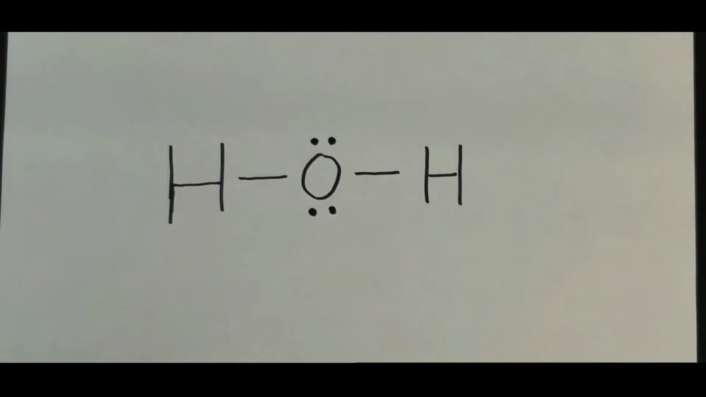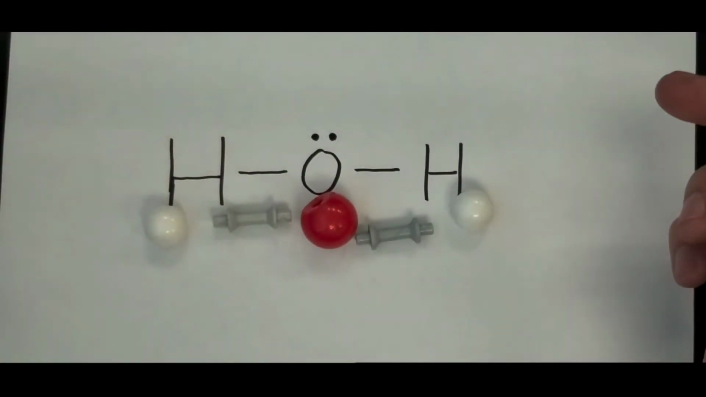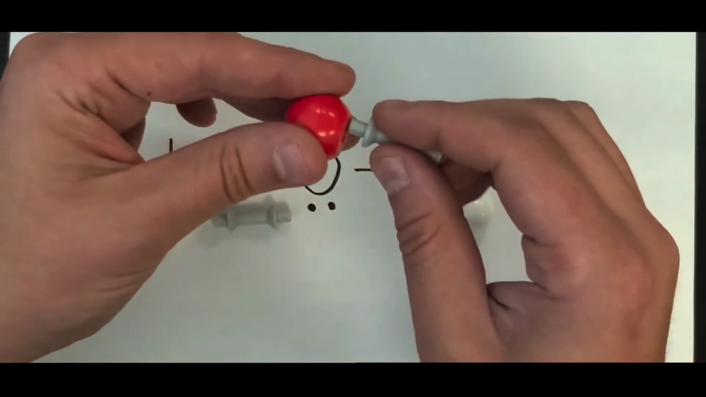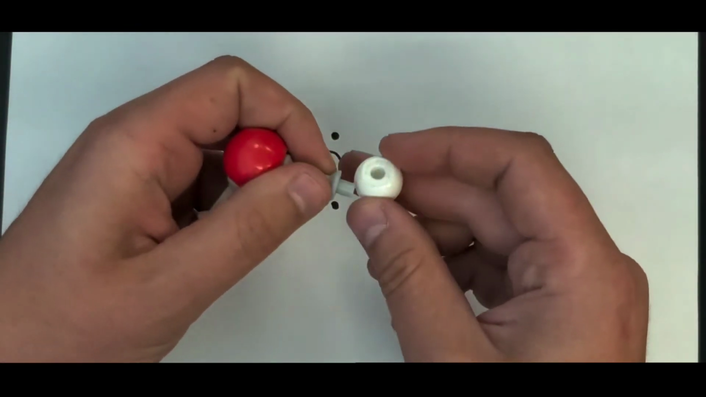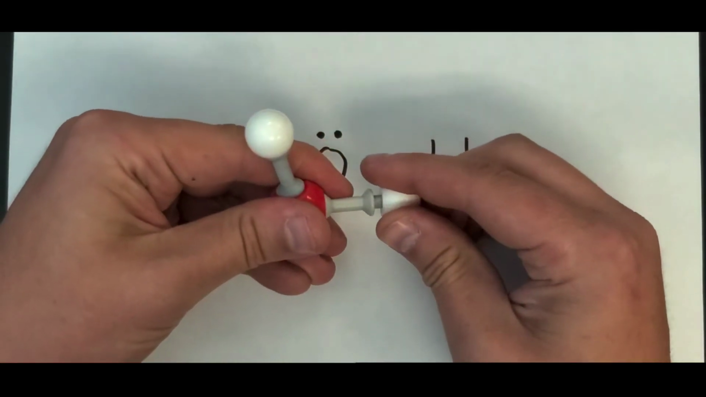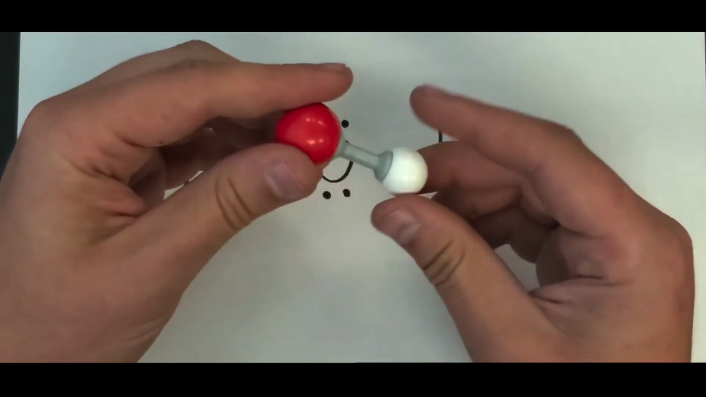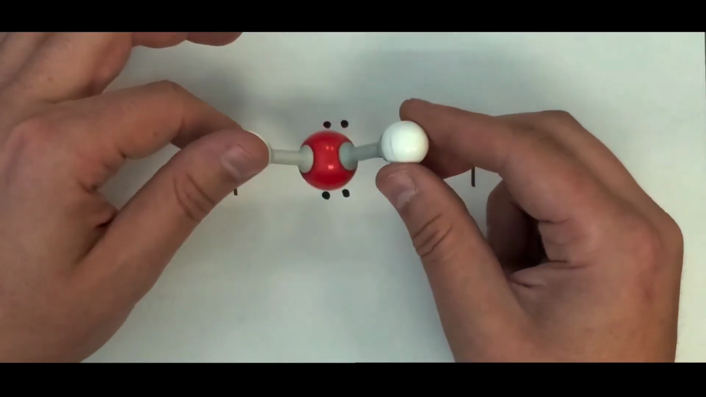Okay, let's go ahead and make up our model here. So we need an oxygen that has 2 single bonds to 2 hydrogens. So we'll put this together. Bonds first, then hydrogens. You see it's got kind of this bent or V-shaped pattern.